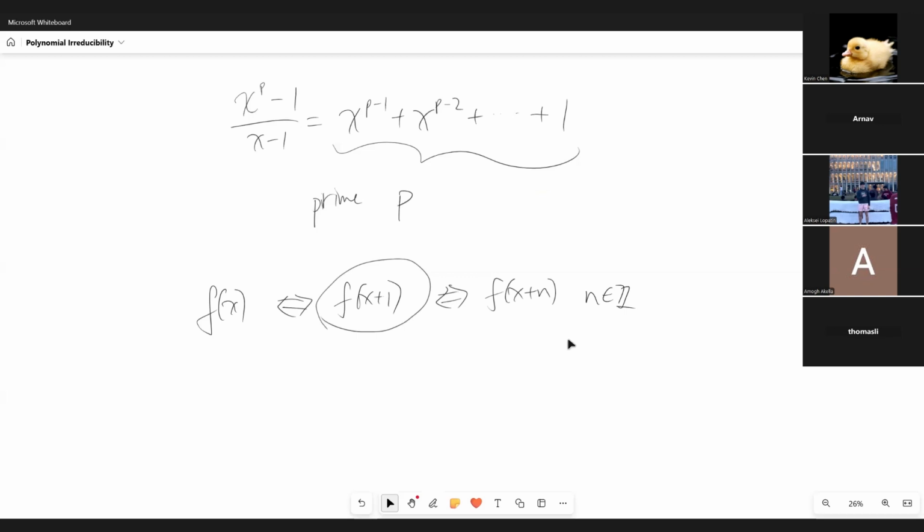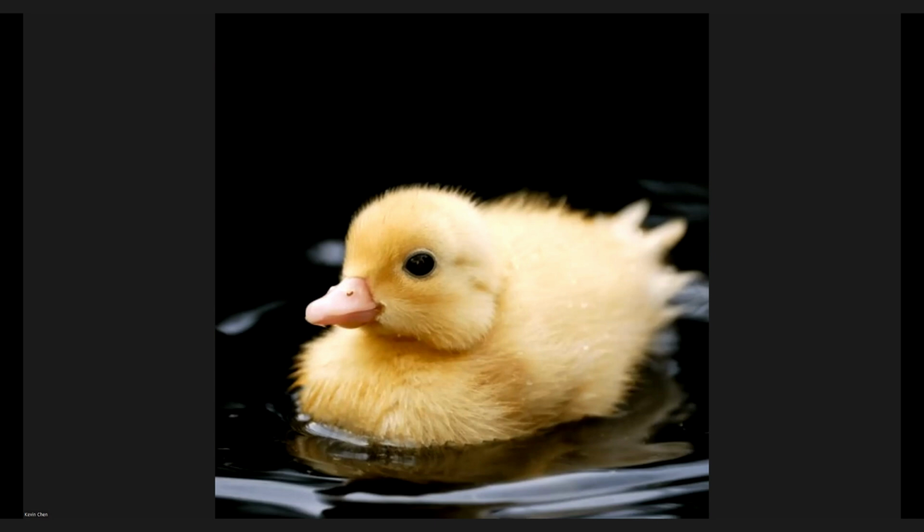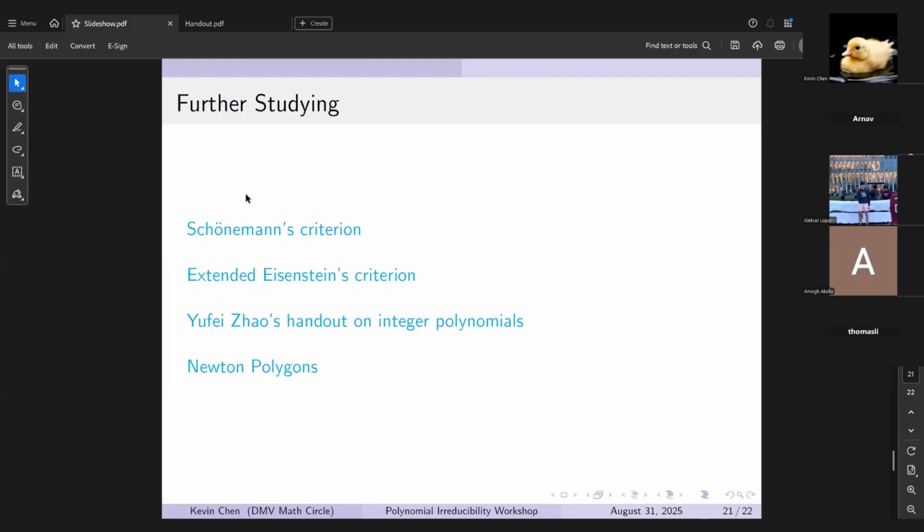So this is a really cool trick to prove polynomials irreducible if the original polynomial isn't easily proven to be irreducible by a criterion. So if you want to study polynomial irreducibility more, just go through these links.